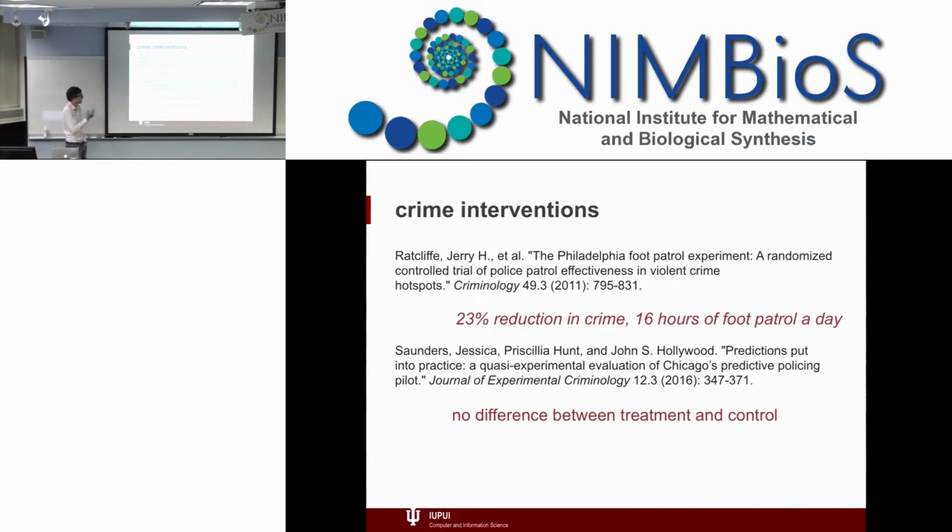Another experiment we might hear about later was more focused on people, like a hot list of people rather than places. There was at least no difference between treatment and control in that experiment, but it's possible that the officers were just not using the model to the extent that you would need to see a difference.